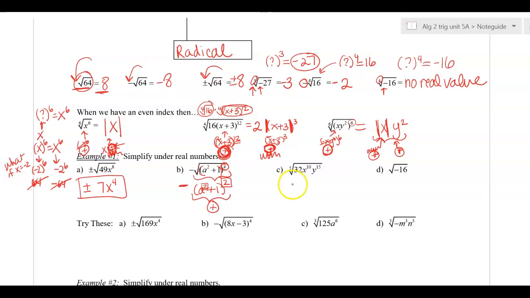For part C, the 5th root of 32 is 2. The 5th root of x to the 10 is x squared, and the 5th root of y to the 15th is y cubed. I don't even need to analyze if I need absolute value bars because this was a 5th root, so I don't have to worry about signs in odd-powered radicals. The square root of negative 16 is not a real number. If we were working with imaginaries, we'd say 4i. Or we can just say in this case, not real.